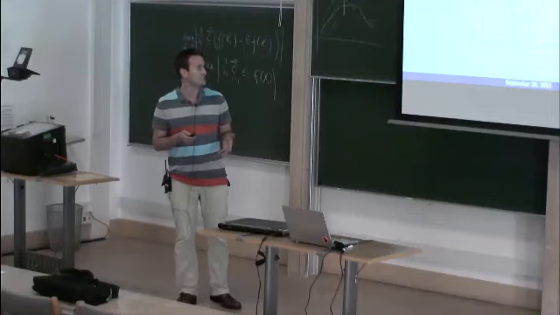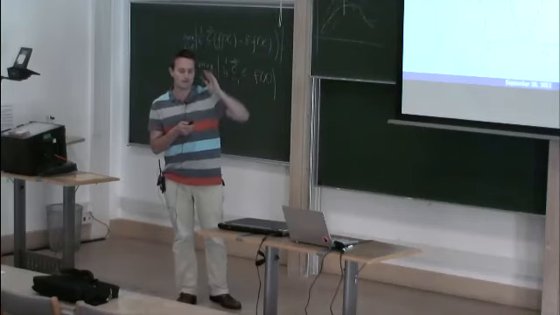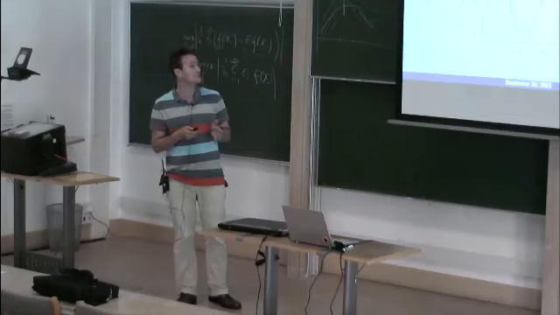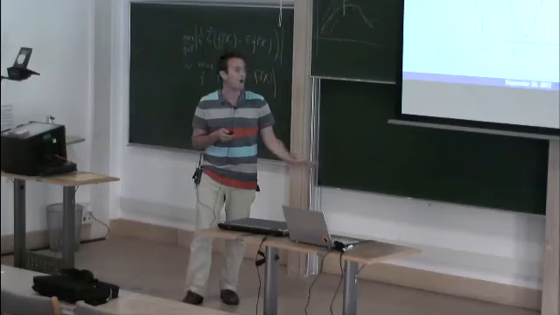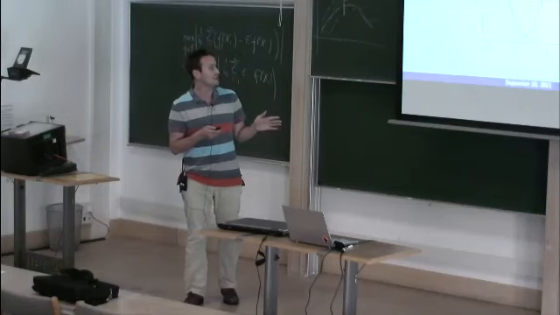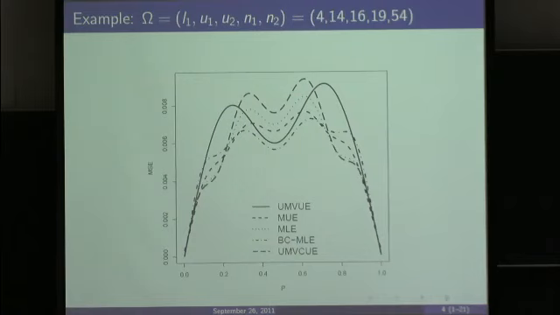So for a particular design where the number of patients overall is 54, the number of patients at stage 1 is 19, and there are those efficacy and futility bounds, I can plot the bias of all of these estimators as a function of P. And I can also plot the mean squared error as well. So for this particular design, the so-called bias corrected maximum likelihood estimator tends to have the smallest mean squared error.